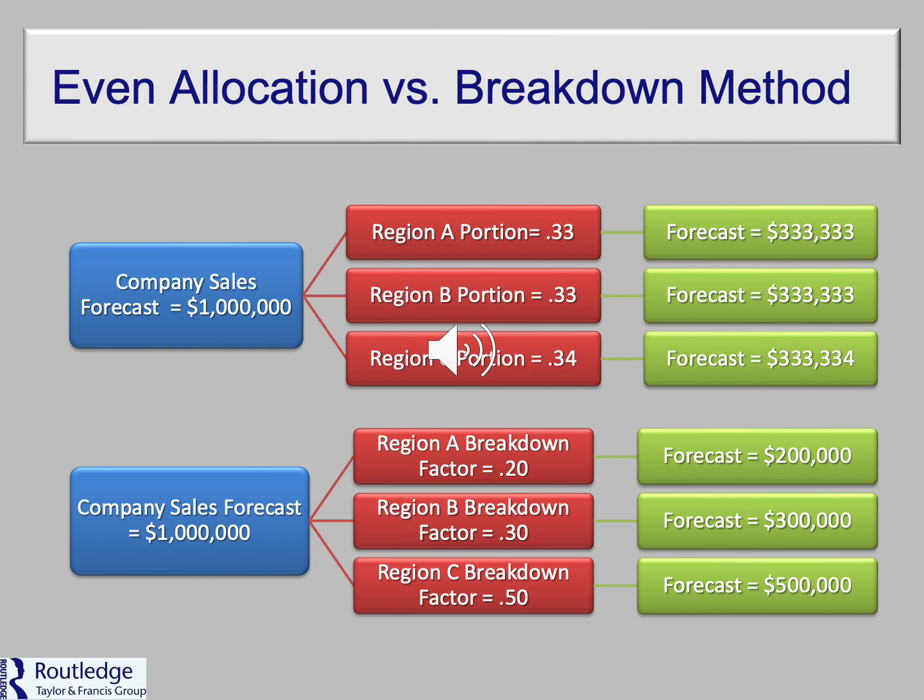Okay, so that's just a visual, nothing really new on that slide, but just to give you an idea of how it looks to go even allocation, everybody's getting the same thing, versus using this breakdown method to help you weight and more effectively distribute the forecasted sales as far as potential.